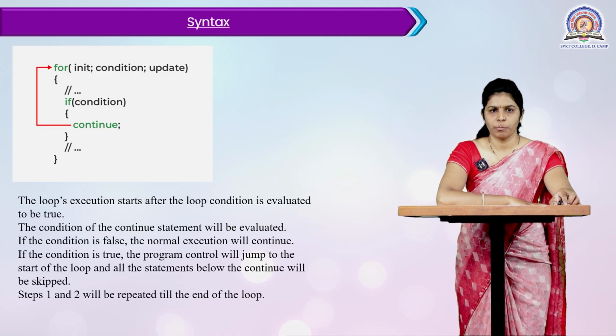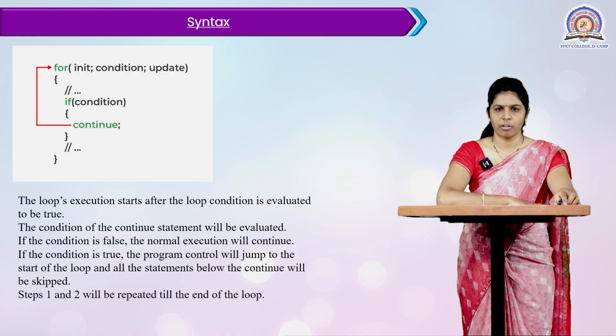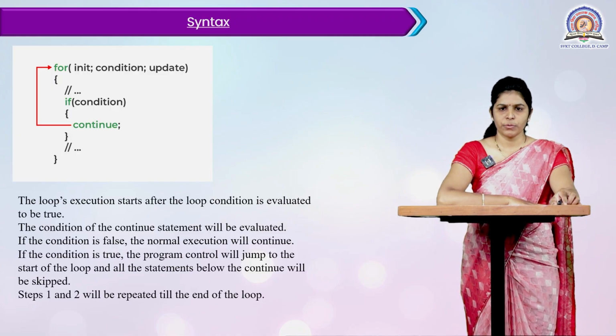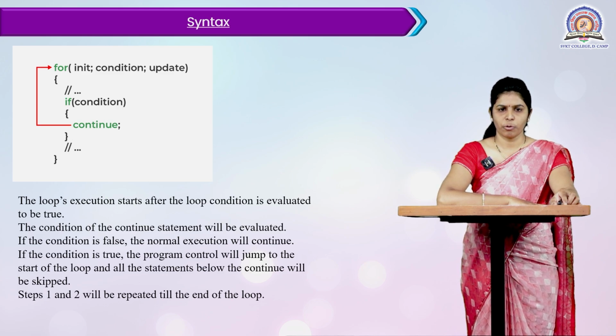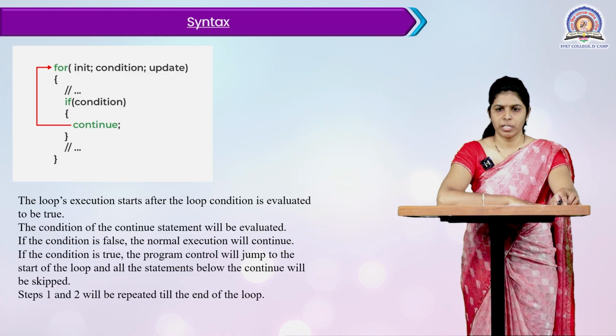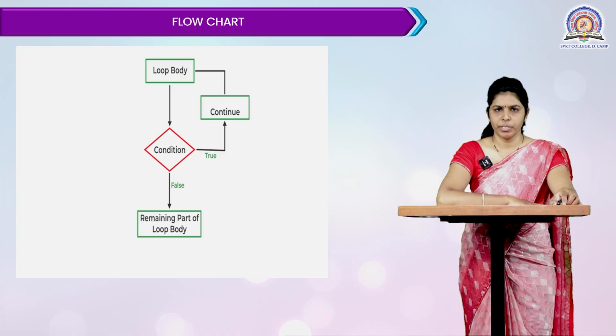So the syntax of the continue statement: for initialization, condition, update, open curly bracket, if condition, continue, otherwise, close curly braces. The loop execution starts after the loop condition is evaluated to be true. The condition of the continue statement will be evaluated. If the condition is false, the normal execution will continue. If the condition is true, the program control will jump to the start of the loop and all the statements below the continue will be skipped. Steps 1 and 2 will be repeated till the end of the loop.